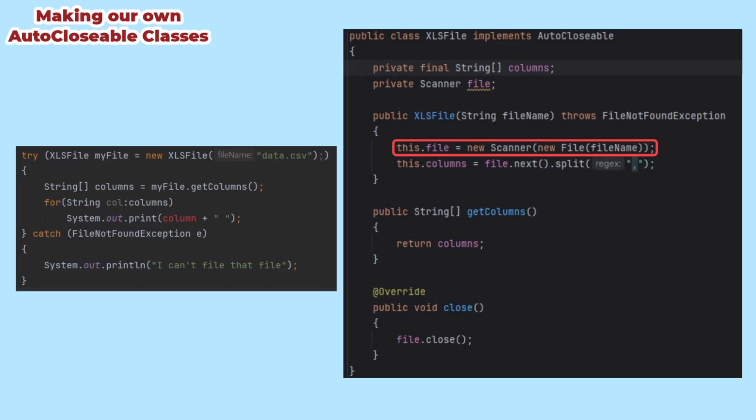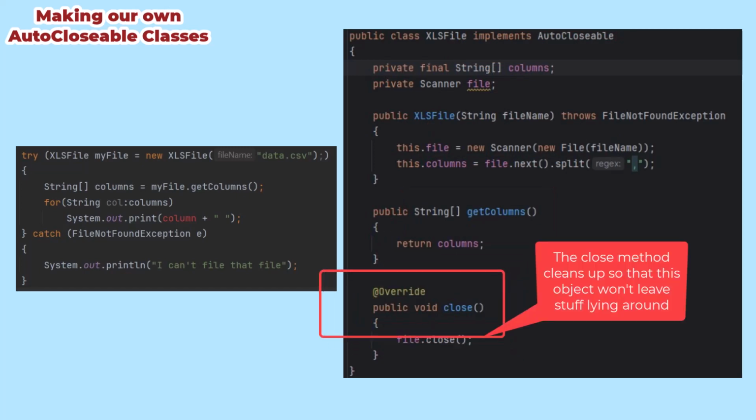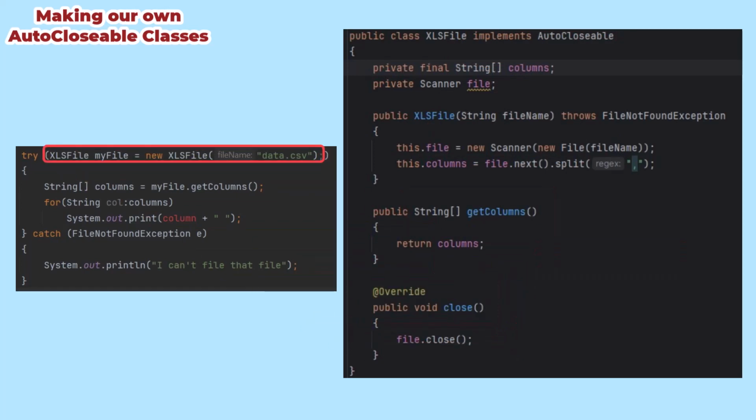The standard for how we should do that is to make the class implement AutoCloseable, and that will require it to have a close method. Once we've done that, we can use objects from that class in try with resources blocks, and we'll make sure that everything gets cleaned up.